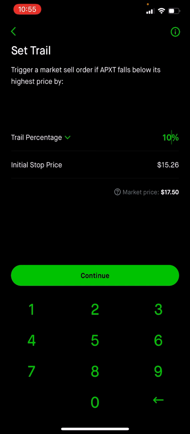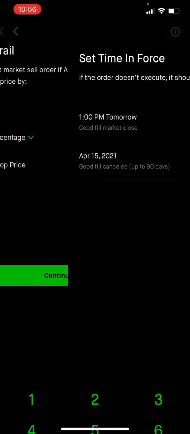So you get what I'm saying? The initial stop price says right here 15.26. But if this stock price keeps going up, then the initial stop price will keep going up as well. So you can lock in profit like that. So like I said, I'm going to add it to this one. I'm going to put continue.